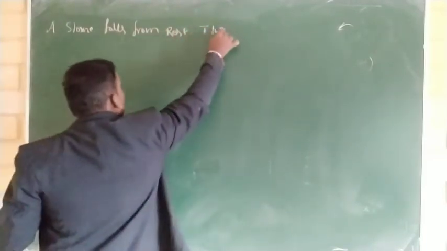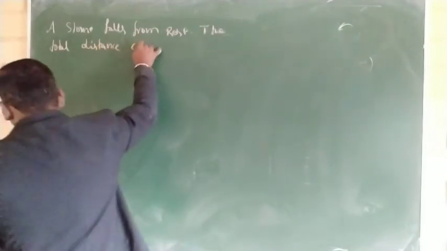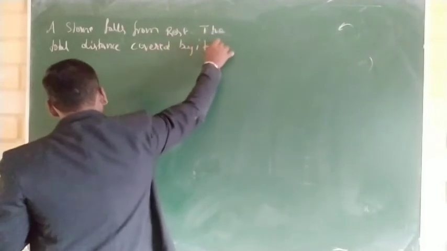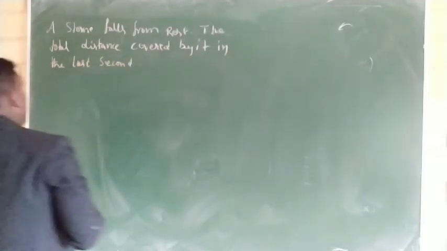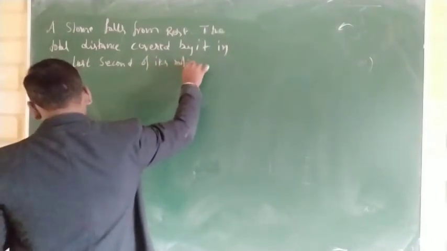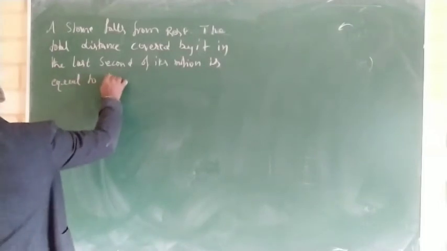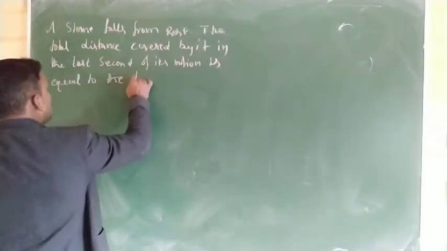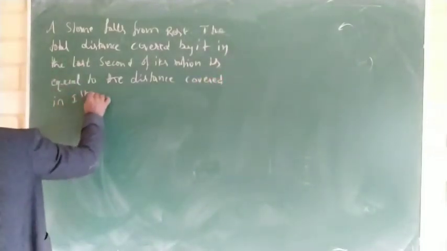A stone falls from rest. The total distance covered by it in the last second of its motion is equal to the distance covered in the first 3 seconds.